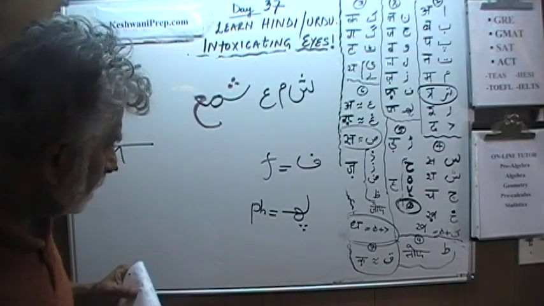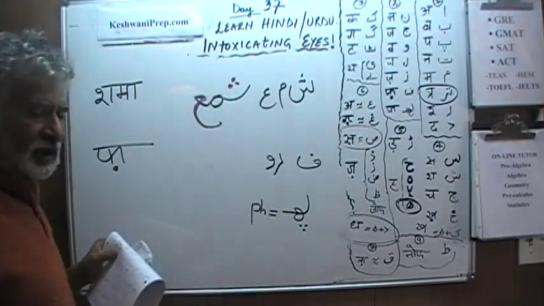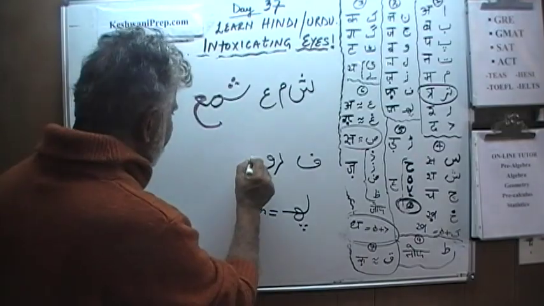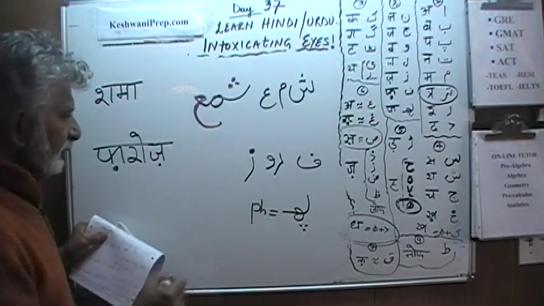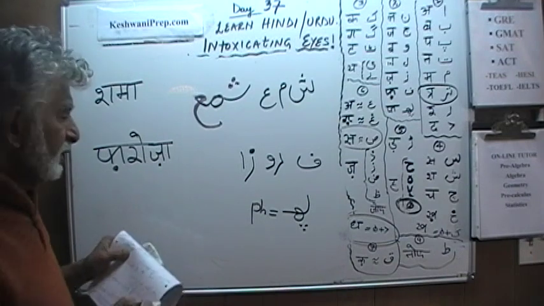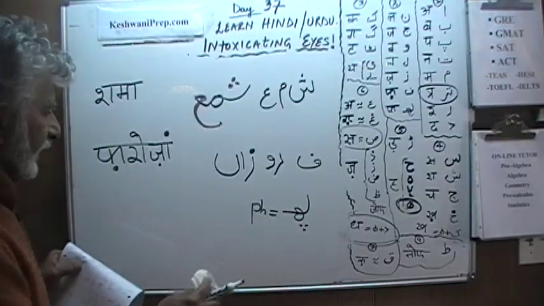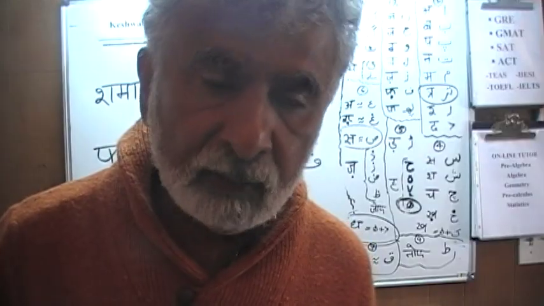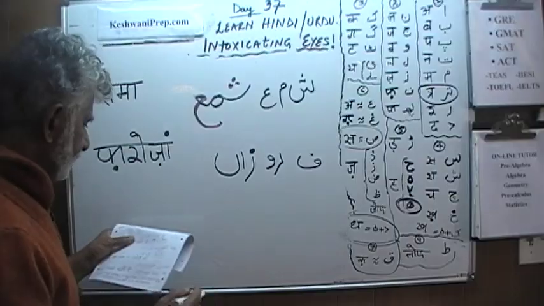And then we have a re. Re with the oki matra. Faro. Then we have a ze. We don't need a ze, we need a ze with a dot. So we need a noon ghunna. And now that word reads Farozan. Let's put them together and we'll talk about what it means in a second.